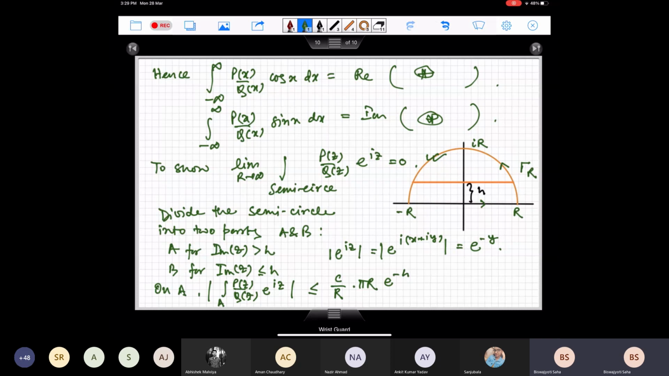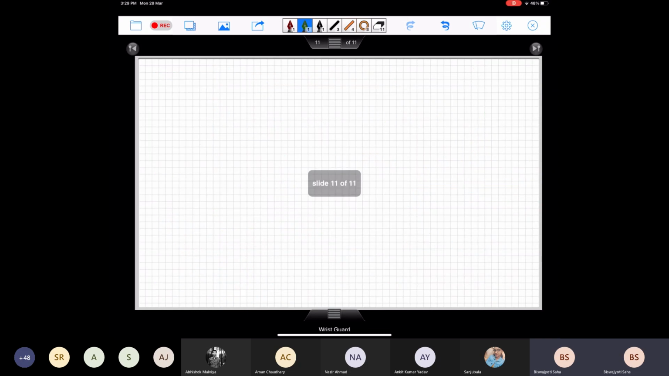So this quantity, you can clearly see, goes to 0 as h tends to infinity. But of course h needs to be smaller in comparison with r. So what we are going to do is take h to be not very big, but not so small as well. We will take h to be square root of r. We will see what is required later.